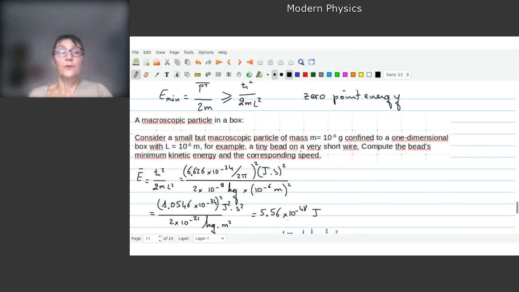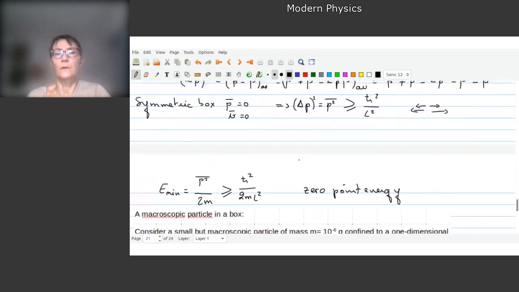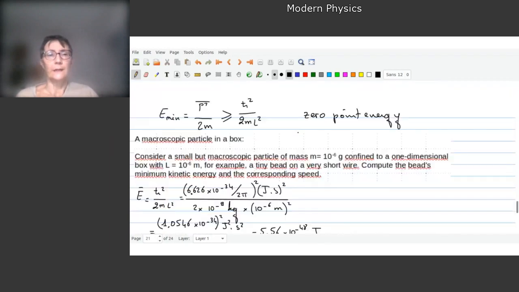let's do 2 examples, okay. A macroscopic particle in a box. So why don't we know that already, okay? I have studied classical mechanics, never heard of that.